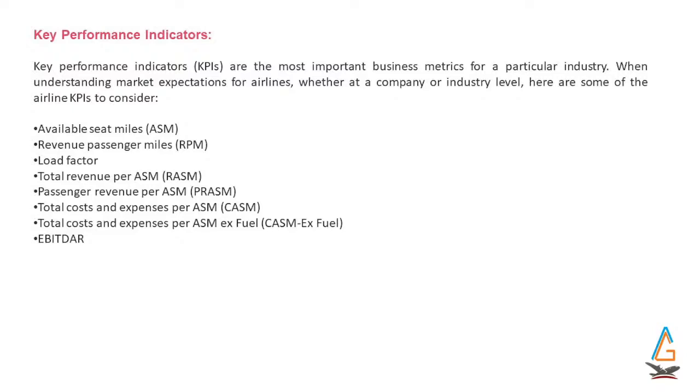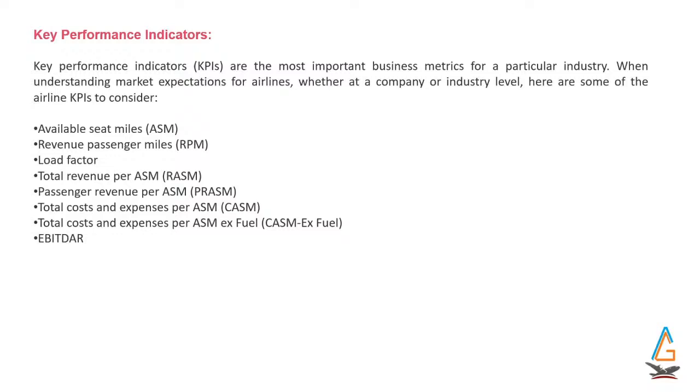First is available seat miles, or you can call it ASM. Then you have revenue passenger miles, RPM. Then you have load factor. Then you have total revenue per available seat mile. Then you have passenger revenue per available seat mile. Then you have total cost and expenses per available seat mile. Then you have total cost and expenses per available seat mile ex fuel. Then you have EBITDAR.